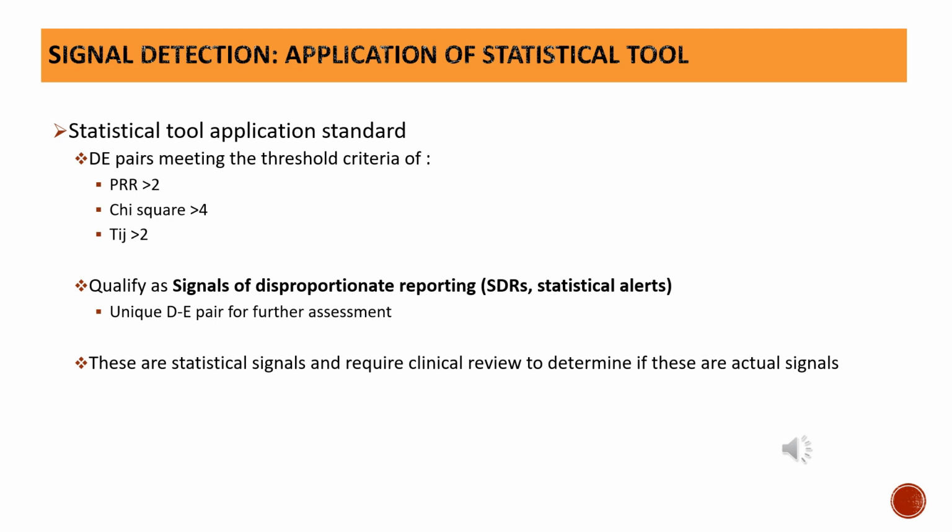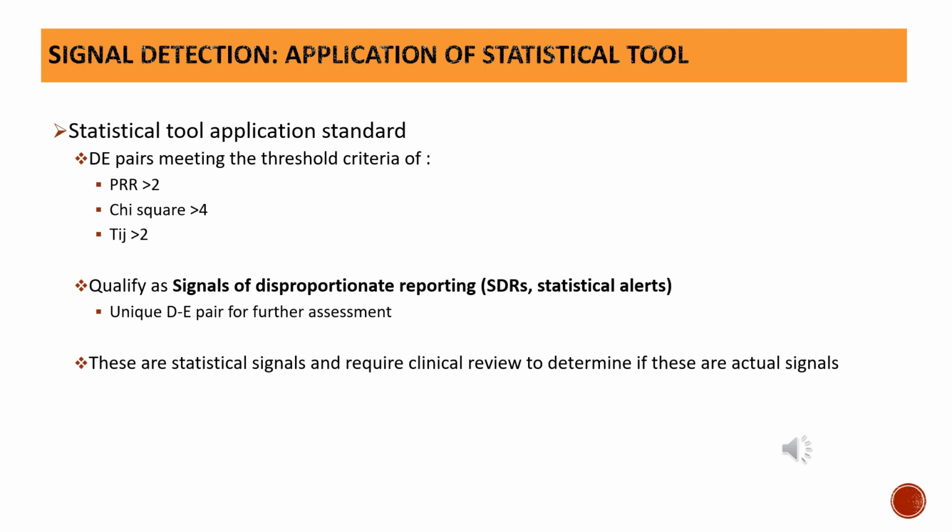After we apply a statistical tool, there are some values which have to be defined and kept in mind as threshold criteria. For PRR it is more than 2, for chi-square it is more than 4, and for Tij it is more than 2. This is the standard statistical tool applied all over the world for any signal detection activity. After applying these parameters, we have signals of disproportionate reporting, that is SDRs, known as statistical alerts. These statistical alerts are unique DE pairs, and we do a further assessment on these unique DE pairs.